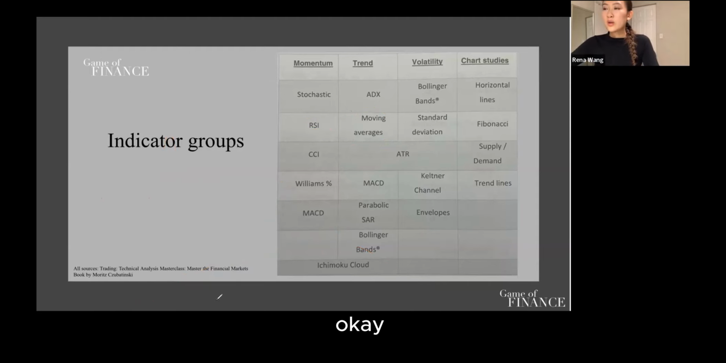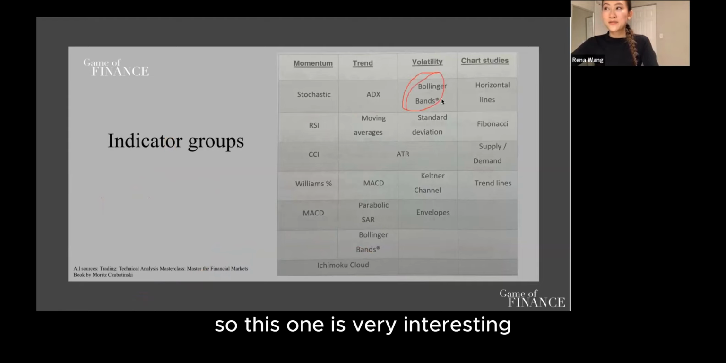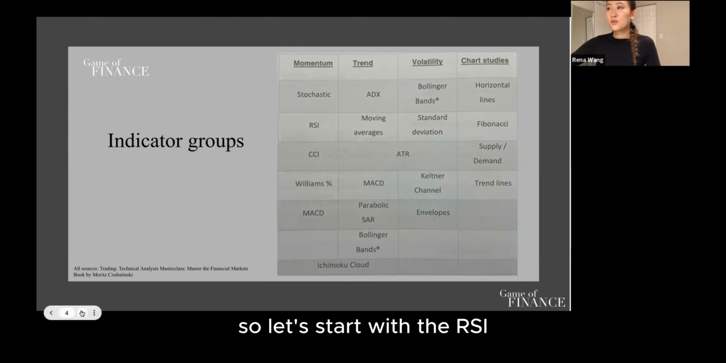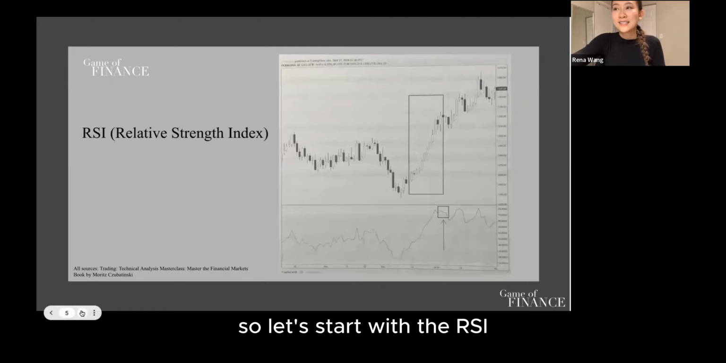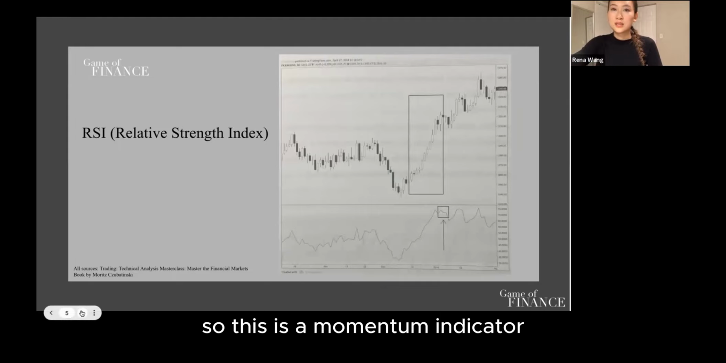So, with the volatility indicator, we'll be learning about the Bollinger Bands today. This one is very interesting. So let's start with the RSI, Relative Strength Index. This is a momentum indicator.